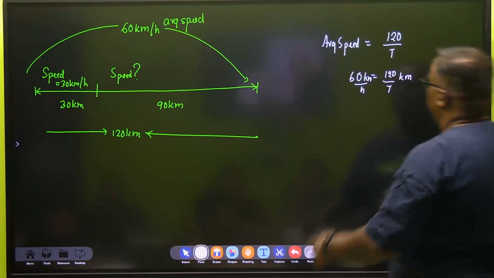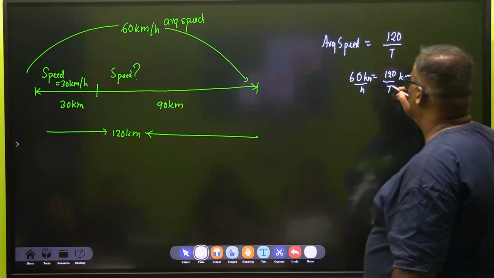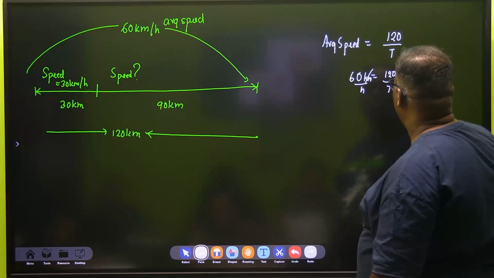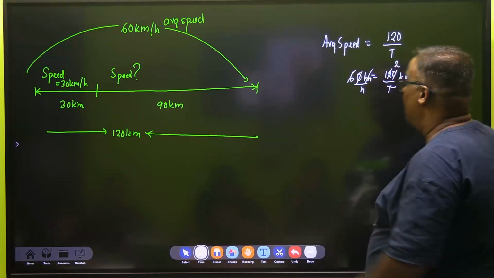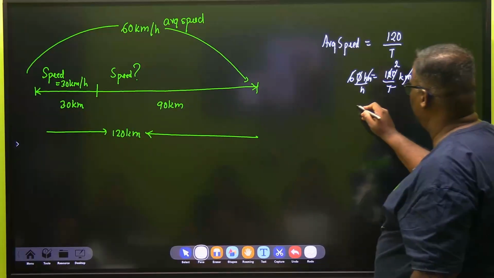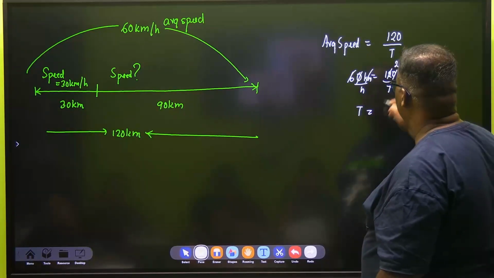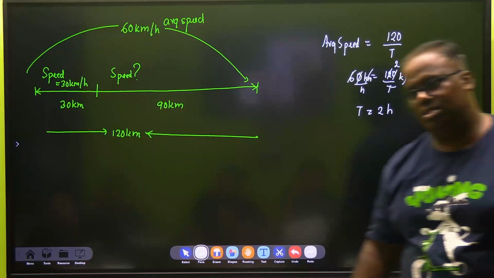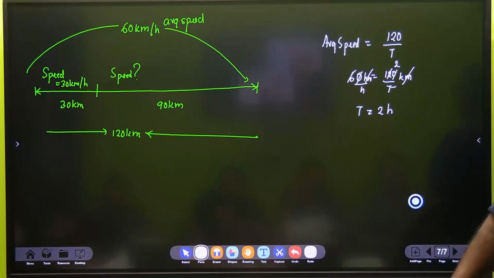So let's see whether we are going to get T in terms of hours or not. Kilometer strikes out kilometer. 0 strikes out 0. 6 twos are 12. I take T this side, and I take the hours this side, which is equal to 2 hours. T is equal to 2 hours. So the entire journey is 2 hours.